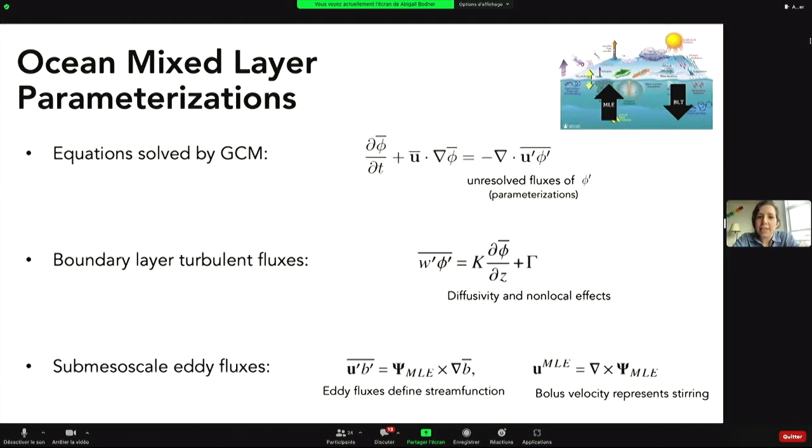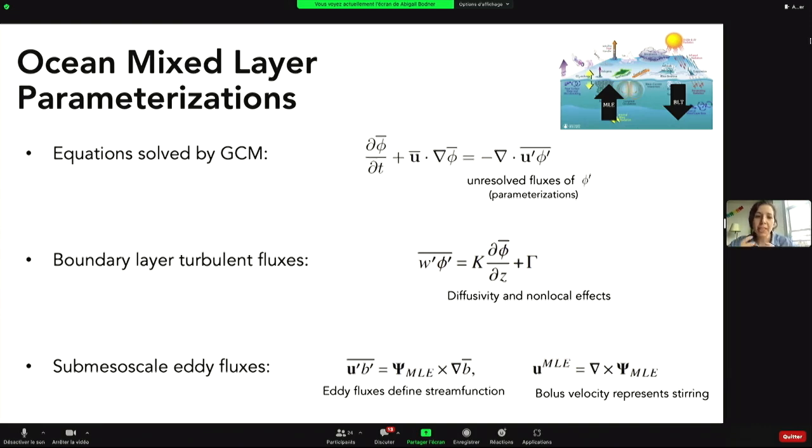This is again an equation of a tracer that's solved by the GCM. So phi would be now a more general tracer. It can also be buoyancy. But just to highlight the differences in the different parameterizations, boundary layer turbulent fluxes such as KPP are parameterized in this form of diffusivity and non-local effects, whereas the mesoscale eddy fluxes or mixed layer eddy fluxes are used in the form of an eddy stream function. So similar to the Gent-McWilliams parameterization, confined to the mixed layer.